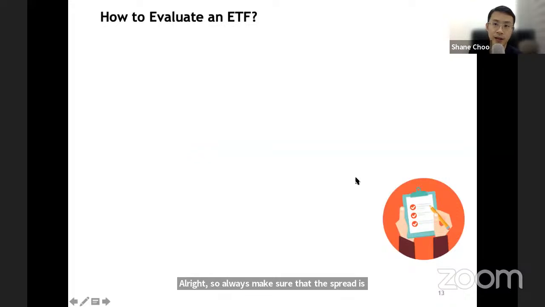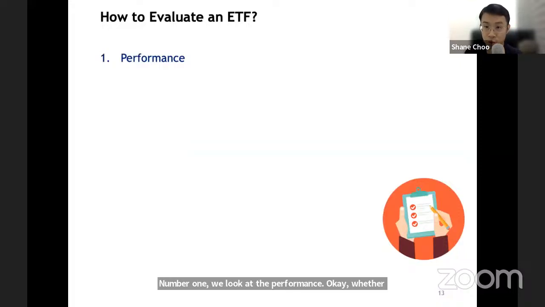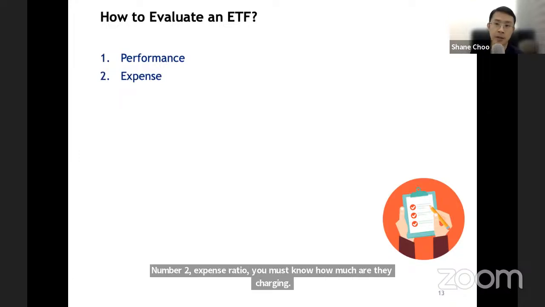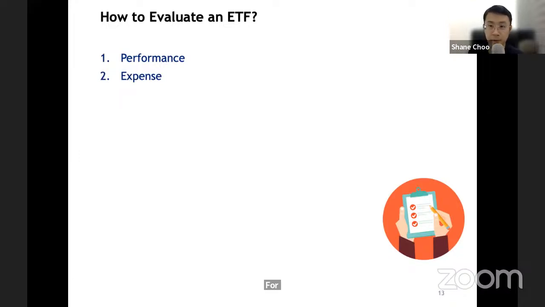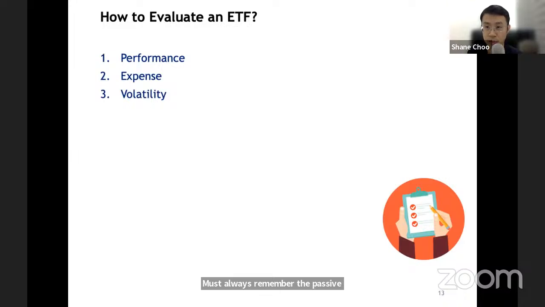So how do we evaluate an exchange traded fund? Number one, we look at the performance, whether the ETF that tracks the index delivers a performance that meets your expectation or not. So what is the historical performance like? Number two, expense ratio. You must know how much they are charging for their fund management fee, and all in, what the expense ratio is like. Must always remember the passive fund, typically in Malaysia, the ETF expense ratio should be less than 1%, should be.